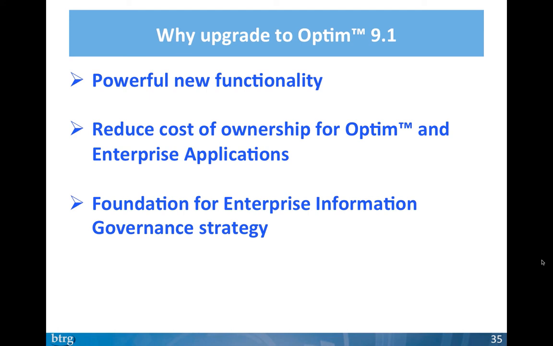And we view Optum as the foundation for your complete enterprise information governance strategy. So like I mentioned earlier, at BTRG, we view information governance as an extremely powerful business driver that can save you millions of dollars, and Optum is a key component in getting there. Again, like we saw, a large percentage of people feel they're not fully getting the value. It is a powerful tool. All the value is there hidden in Optum, and we want to help you expose that value.